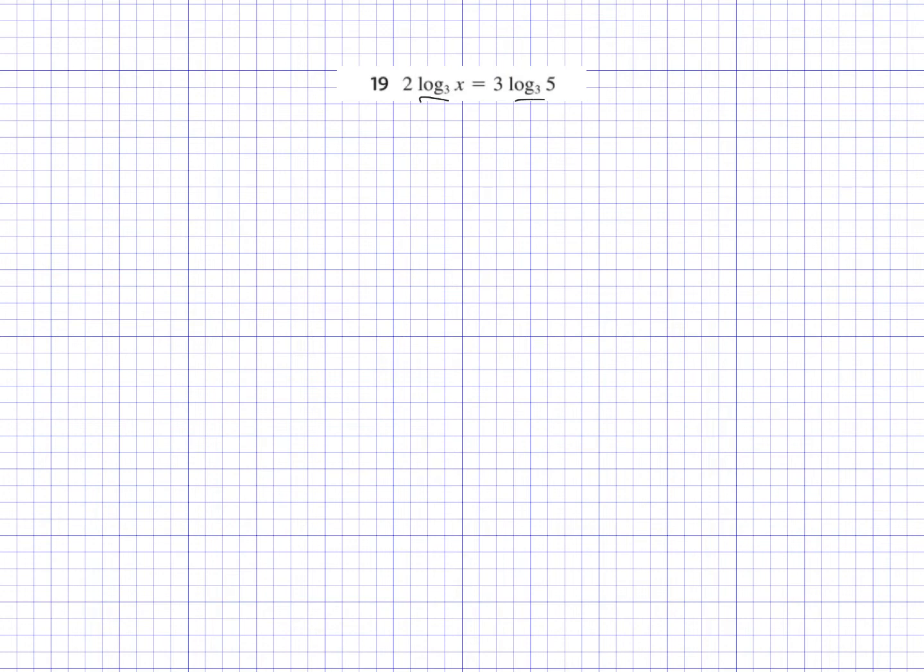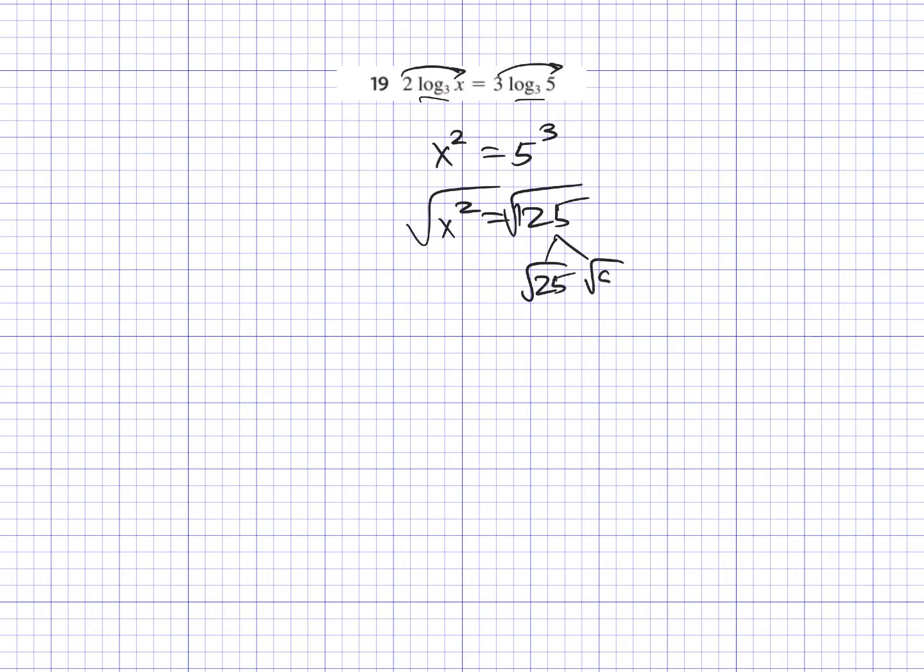Okay, logarithms are the same. Put that as an exponent. So that means x squared equals 5 cubed. So x squared equals 125. Take the square root. That's the square root of 25 times 5, or 5 square root of 5.